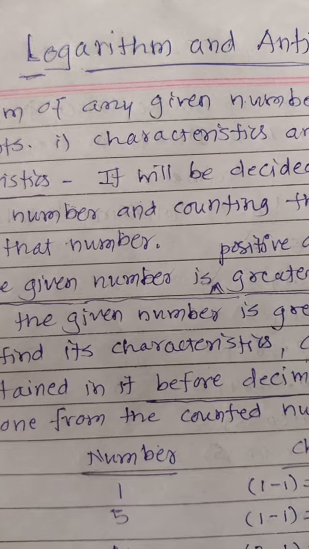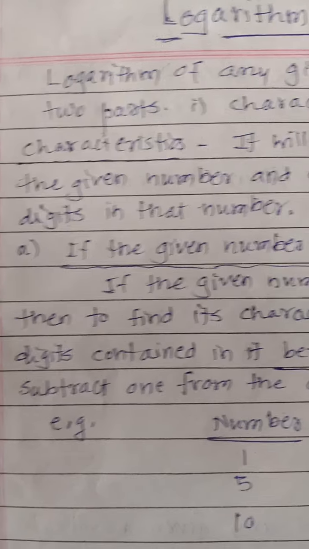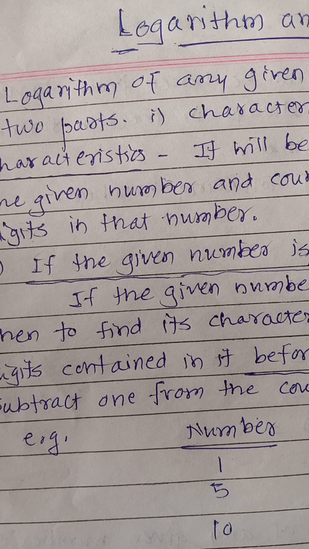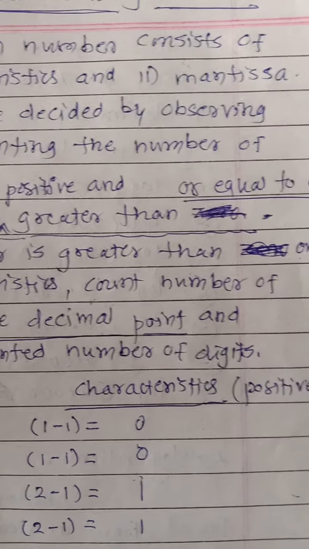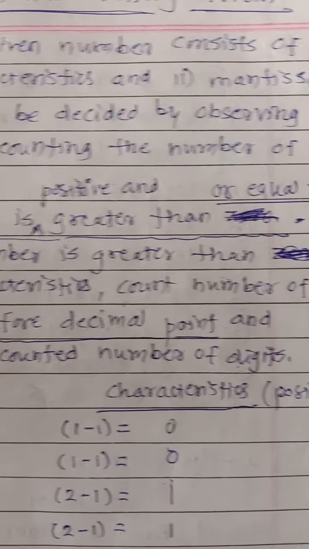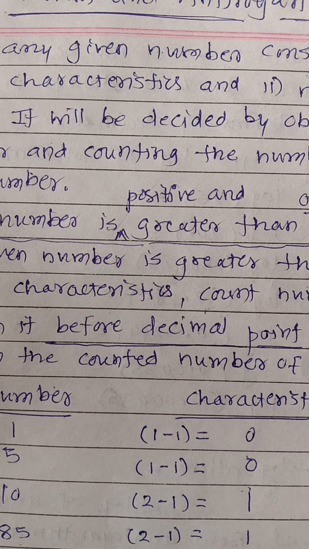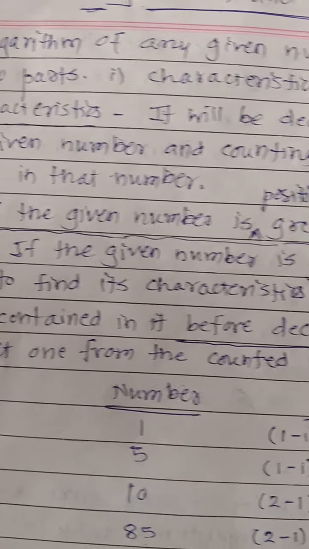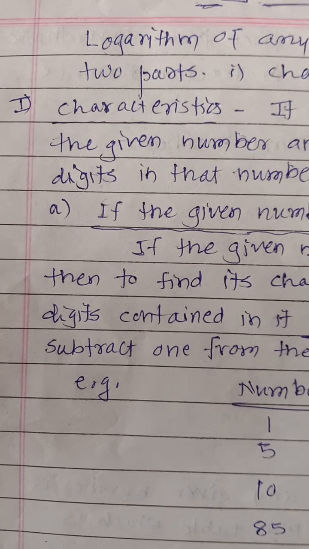So logarithm of any given number consists of two parts. First part will be called as characteristics, that will be the integral part, and the second part is the mantissa, which will be the fractional part, and therefore combining the characteristics and mantissa, that is characteristics plus mantissa, will give us the log of any given number, that is logarithm of any given number.